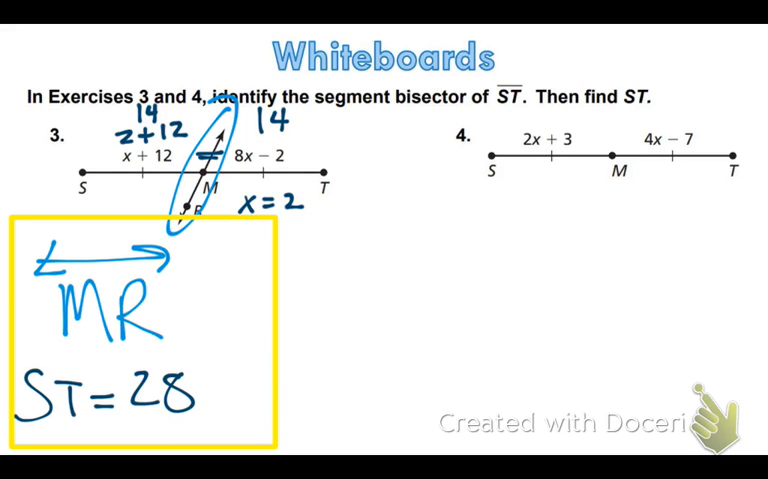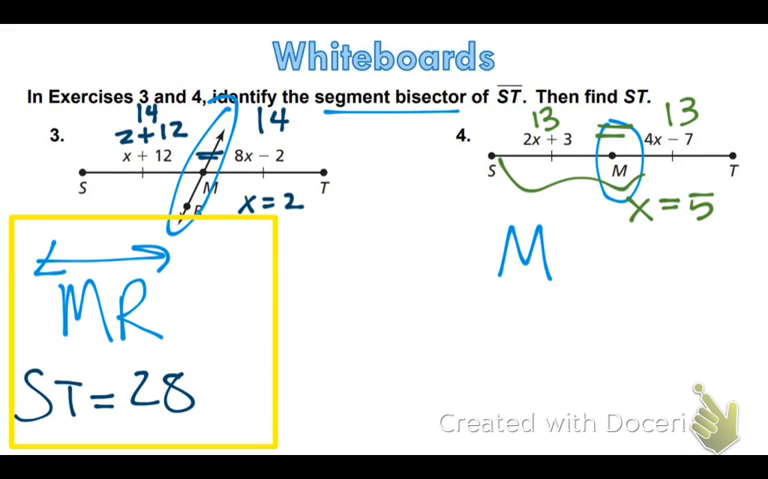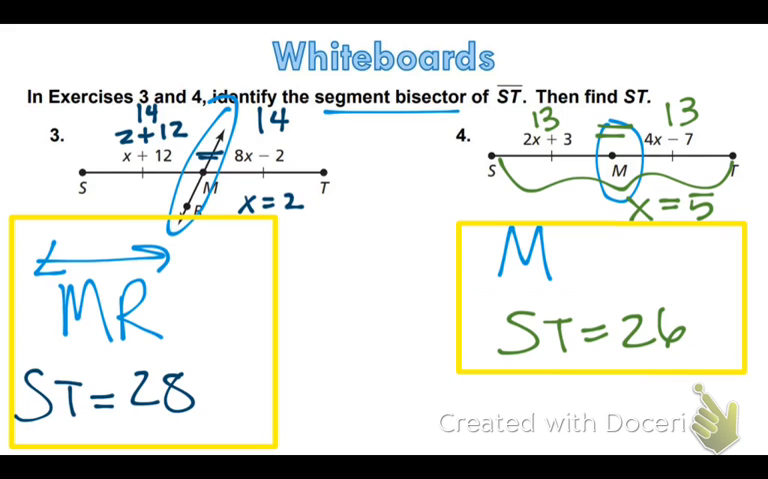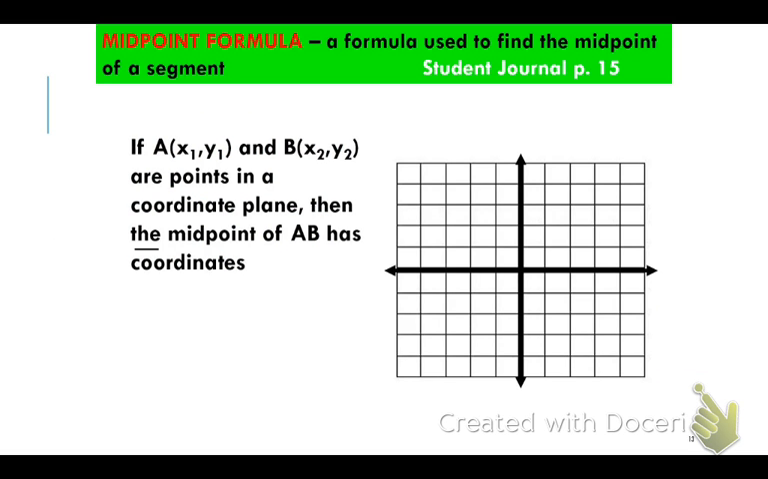The next one, what's my segment bisector? M. So you'd name M. After I set them equal, I get X equals 5. What do I do with that 5? I plug it back in. So I'd get 13 over here, 13 over here. So what's the full length of ST? 26. Okay, perfect.